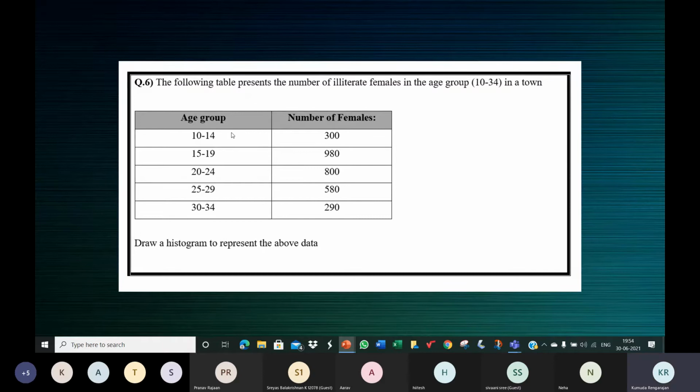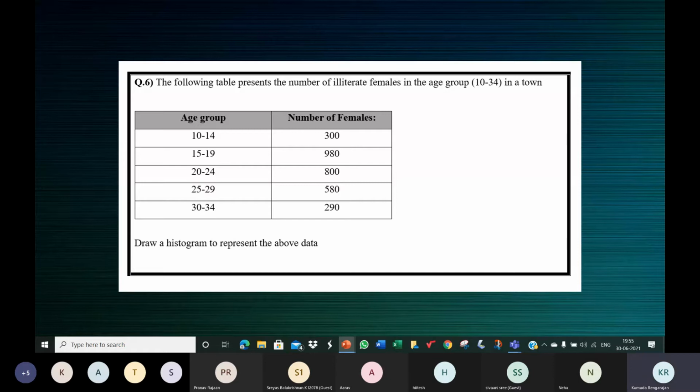So when the class intervals were continuous, but the class size was not uniform, we had to find adjusted frequencies. Then in another case, we were given the class marks or the mid values, wherein we had to find the class intervals. Now here's a different one. The following table presents the number of illiterate females in the age group 10 to 34 in a town. Draw a histogram to represent the above data.